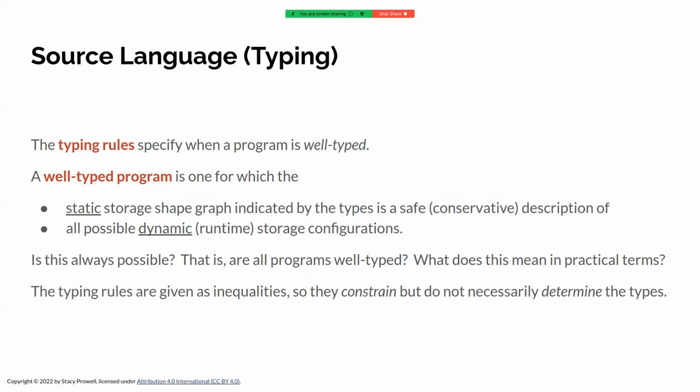So what does that mean? What he's saying is, no matter what the program ends up eventually doing at runtime, what I have now with the types I've assigned is still going to be true, right?